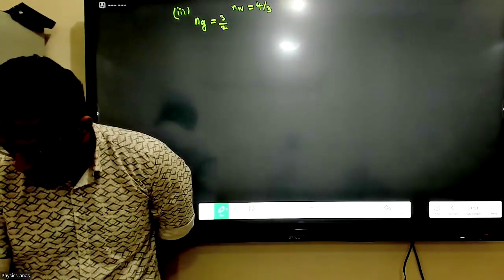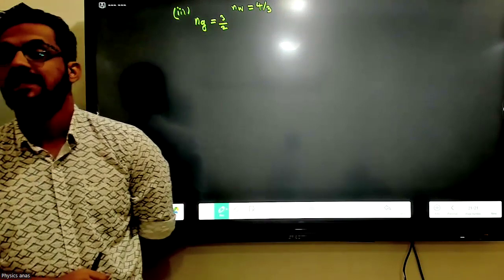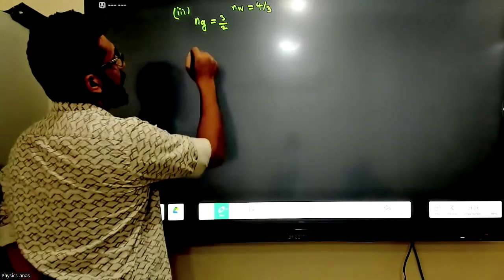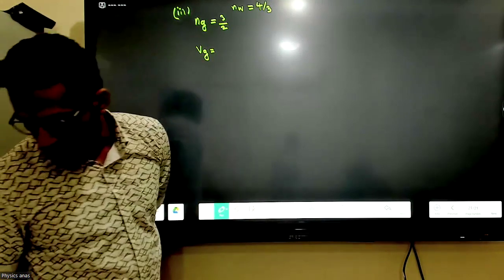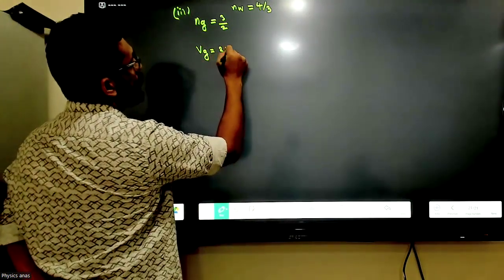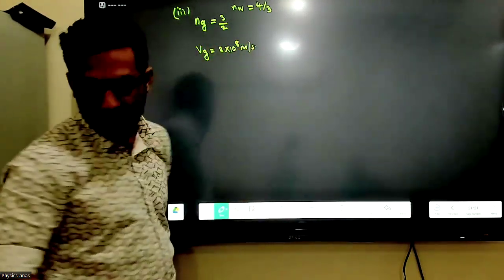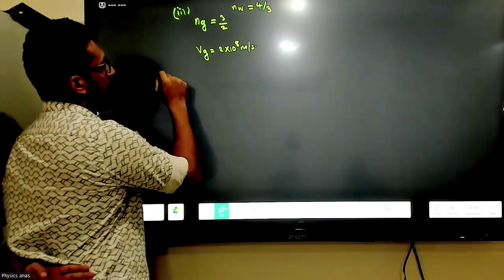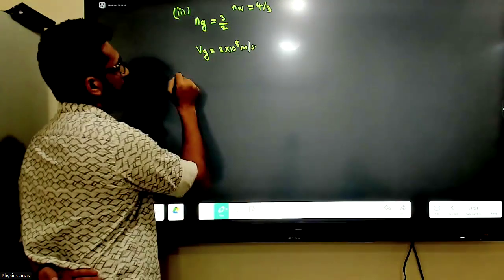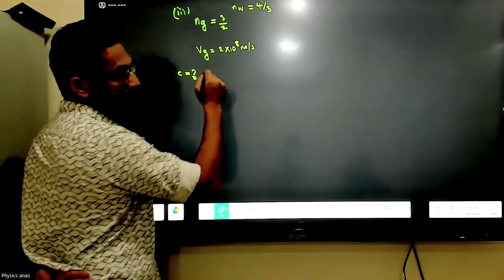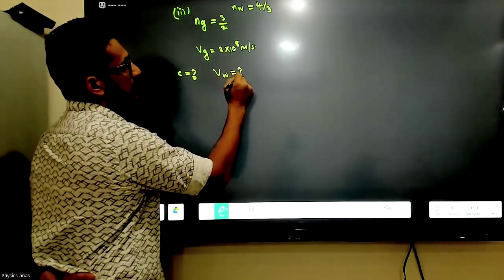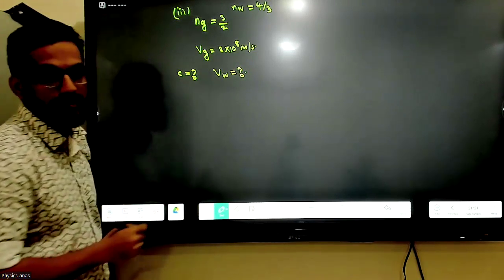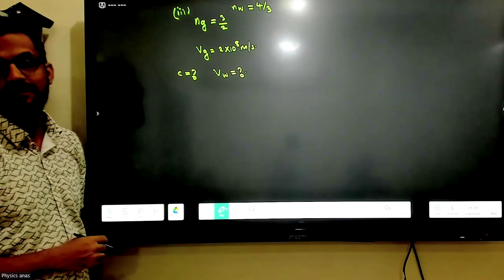If the speed of light in glass is 2 into 10 raised to 8 meter per second. Speed of light in glass is Vg, and Vg is given as 2 into 10 raised to 8 meter per second. Find the speed of light in vacuum and water. Speed of light in vacuum is c, and speed of light in water is Vw. They have asked you to find c and Vw. How can you find these values?